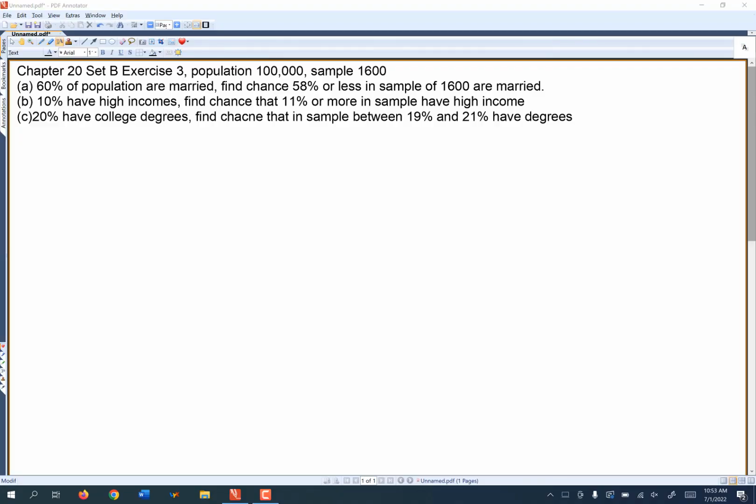This is chapter 20, set B, exercise 3. This problem is confusing because it tells us we have a population of 100,000 people, and it tells us 60% are married, 10% have high incomes, and 20% have college degrees.